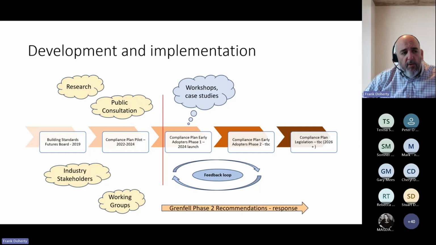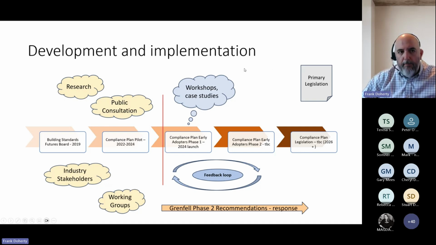We also have to think about the Grenfell Phase 2 recommendations. The UK government is planning on responding to those by the end of March, and the Scottish Government's committed to respond at a similar timescale. So while we maybe understand some recommendations we're putting forward to ministers, ultimately whatever comes out of that will be an additional factor that we will have to incorporate into our plans, whether it's what we initially recommended or whether ministers decide to do something different.